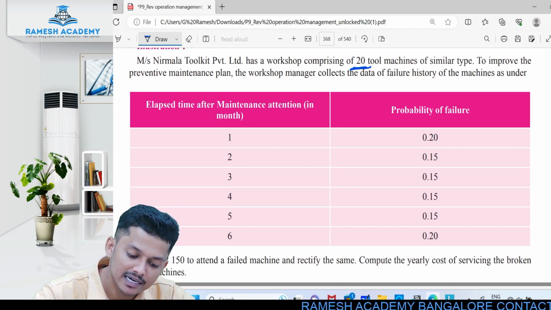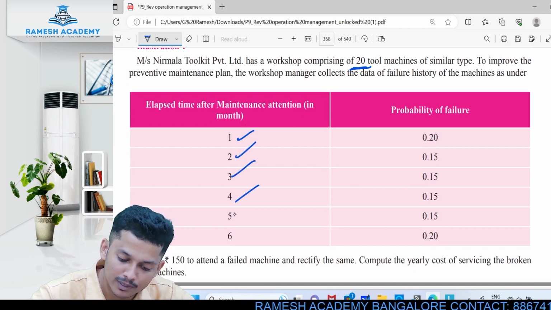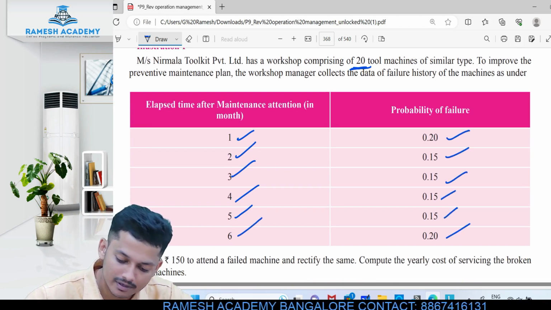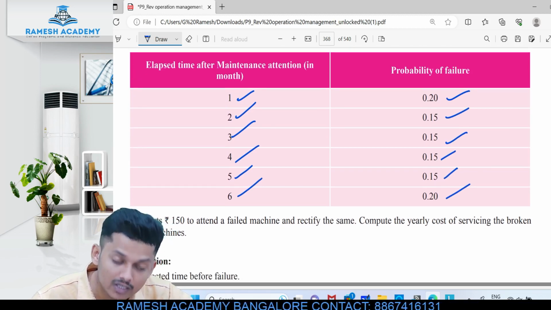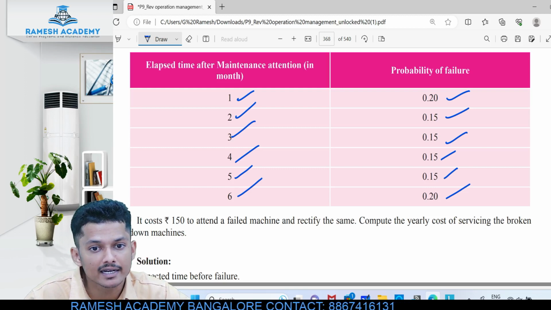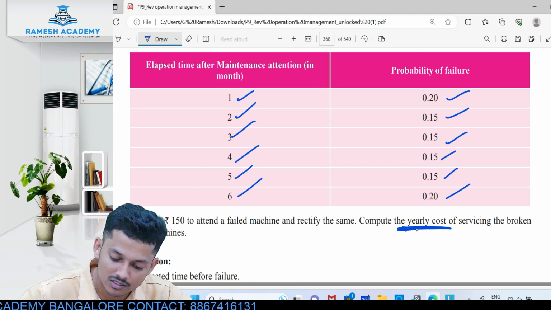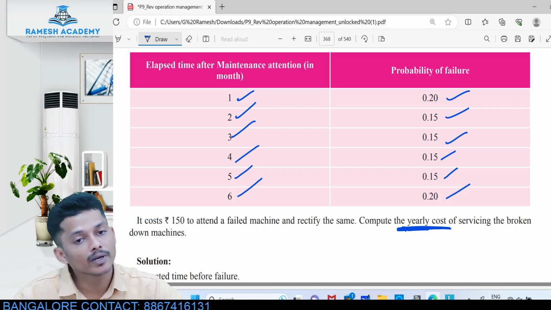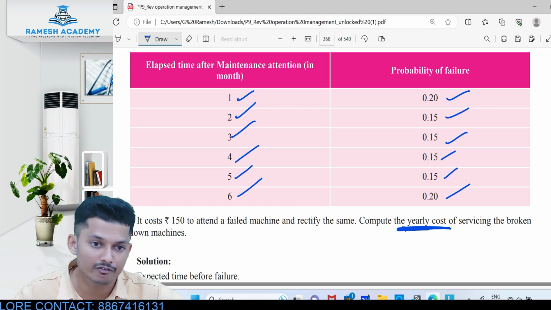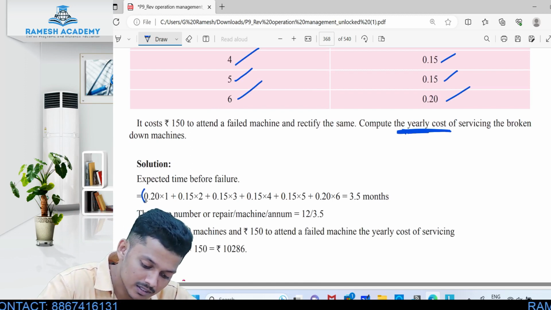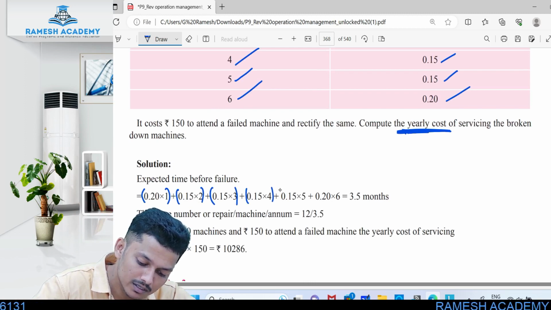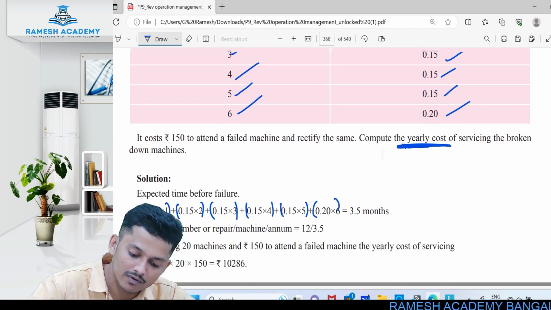Elapsed time after maintenance attention in 1 month, 2nd month, 3rd month, 4th month, 5th month, 6th month, and there is a probability of failure. Now, if it costs 150 to attend a failed machine and rectify the same, compute the yearly cost of servicing the broken down machines. They are asking yearly cost. First, month wise, you have to multiply the probability of failure with the month, that is 1st month, 2nd month, up to the 6th month along with its probability.